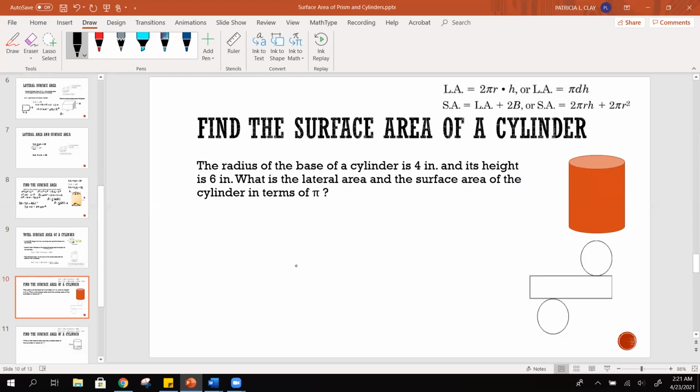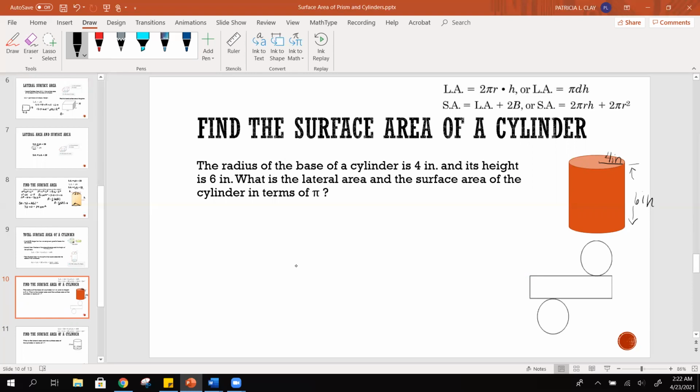All right, so let's find the surface area of our cylinder. I wrote our equations up here on the top just in case we need them. So let's see what this says. The radius of the base of a cylinder is 4 inches and its height is 6 inches. What is the lateral area and the surface area of the cylinder in terms of pi? Let's draw our radius. It said our radius was 4 inches right here, and it said our height was 6 inches right here.